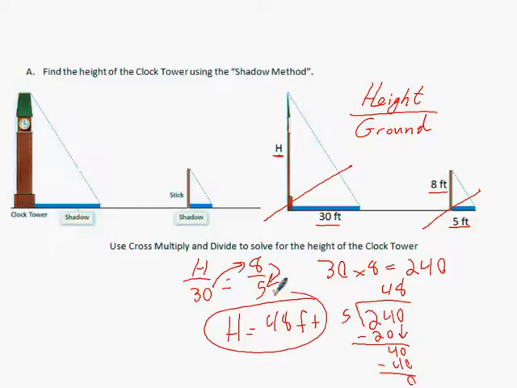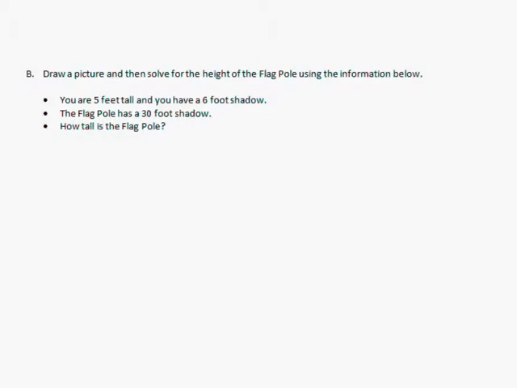Okay. Once you can tell that the picture looks no different than finding missing parts, then it's no different than a regular problem. Now, it starts getting a little tricky when you have to draw the picture yourself. You have to be able to pull out the important information to be able to solve it. So in this case, I pulled it out for you. B says to draw a picture and then solve for the height of the flagpole using the information below.